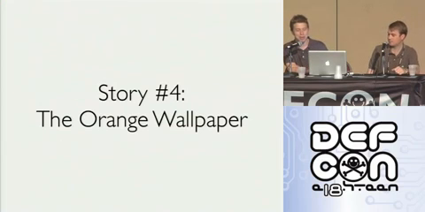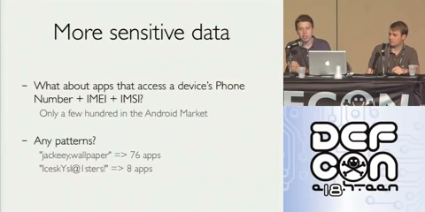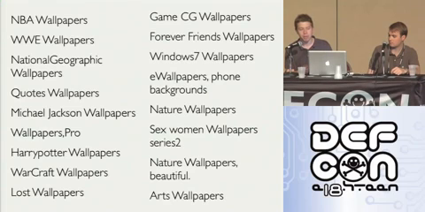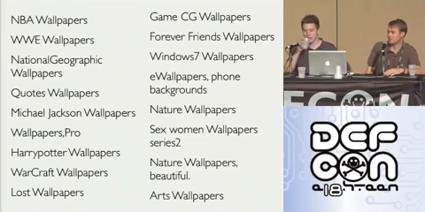Story number 4, the orange wallpaper. So we looked at a whole bunch of permissions, but what about more seemingly innocuous things? Your IMEI, your IMSI, your phone number. There are actually only a few hundred applications in the Android market that gather this sort of data. We originally diced this data and said, are there any patterns? And we found there were 2 developers that had a near majority of the applications in the market that accessed all these capabilities. So let's dig in. What did we find? These are the applications from these 2 developers. So guess which one is the most popular?